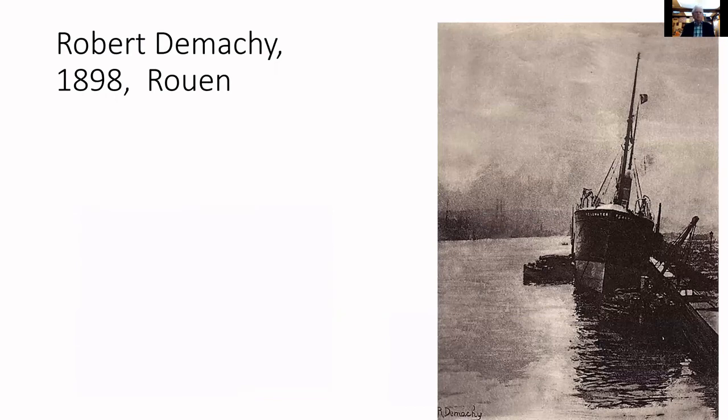And so he meets a French photographer named Robert Demachy, who does work like the 1898 print called Rouen on the right, which is a city in France. And you can see how it's still a little bit painterly. It still has a lot of atmospheric effects, but the composition is super strong. The angles are really interesting. There is a sense of realism about the work that will become part of what we'll call later straight photography.